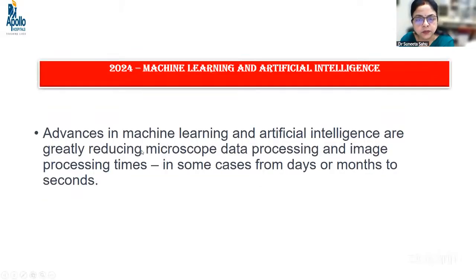So in 2024, the advances in machine learning and AI are greatly reducing microscope data processing and image processing times, and in some cases from days or months to seconds. Because as I told, a very important part of a microbiology lab is to give a report faster at a shorter TAT, but at the same time with proper sensitivity and proper specificity. And that is how we can make a difference. That is how we can help the clinicians, and we can give an early diagnosis. And if we give an early diagnosis, that will help the clinicians in starting an early treatment to the patients.